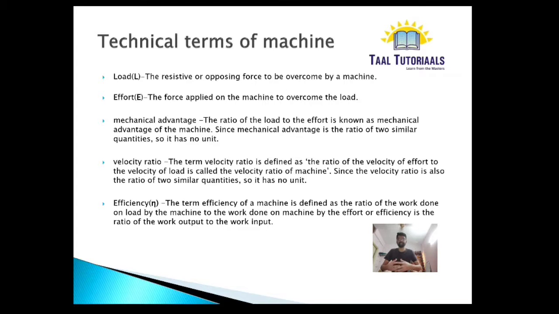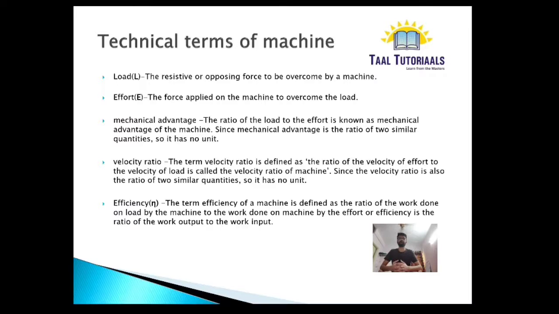That is the technical terms of a machine. First is load. See, what is load? The resisting or opposing force to be overcome by a machine. This is a very simple thing. I'll tell you an example. We have to help a weight of 500 kg, or you can say any weight, to move up. So the 500 kg is the load here.